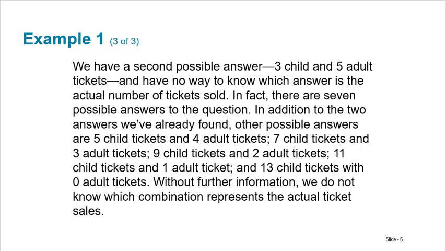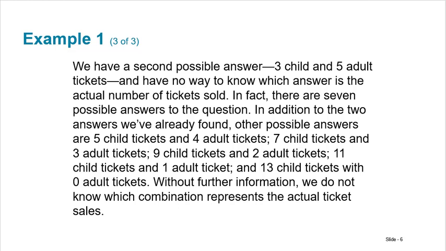So there's a bunch of different answers. So we would need more information to know the actual correct answer. In addition to the 2 answers we've already found, other possible solutions are 5 child and 4 adults, 7 child and 3 adults, 9 child and 2 adults, 11 child and 1 adult, and 13 children with 0 adults. And without any further information, we don't know which is true.